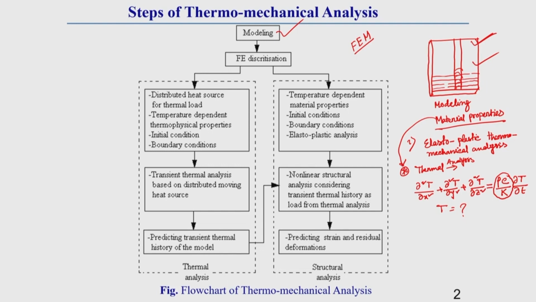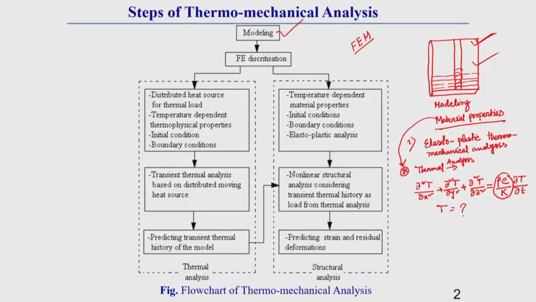If this material is isotropic in nature, then this K is constant through every direction, and C is constant through every direction. That is why here I have taken a constant K. If it is different in different directions, then in this equation it will be different. So, what should be the input property in thermal analysis? We have to use this material property.